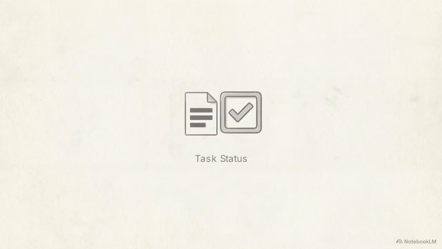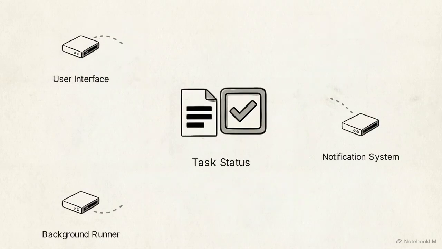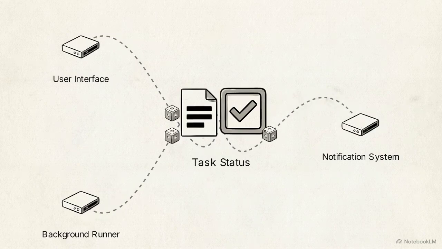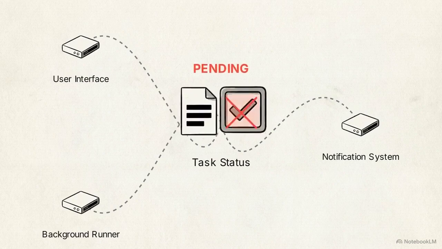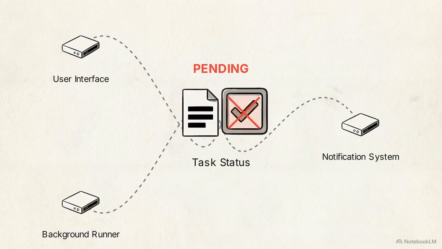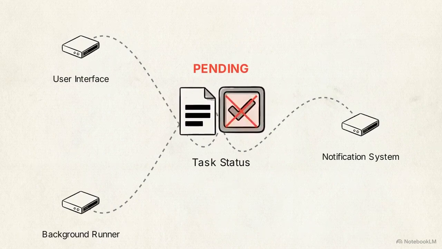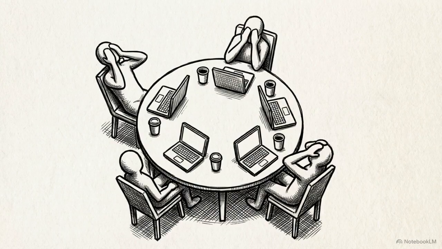Behind the scenes, your user interface, background runner, and notification system are all updating that exact same status simultaneously. The system panics. It fires off an email celebrating a finished project, even though the task is actually still pending. Trying to fix this turns into a nightmare.